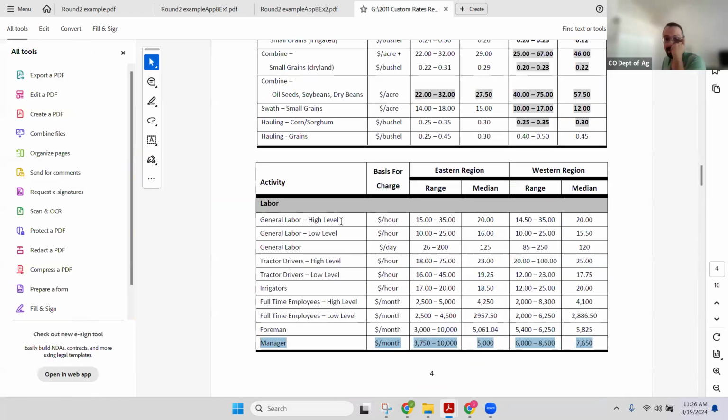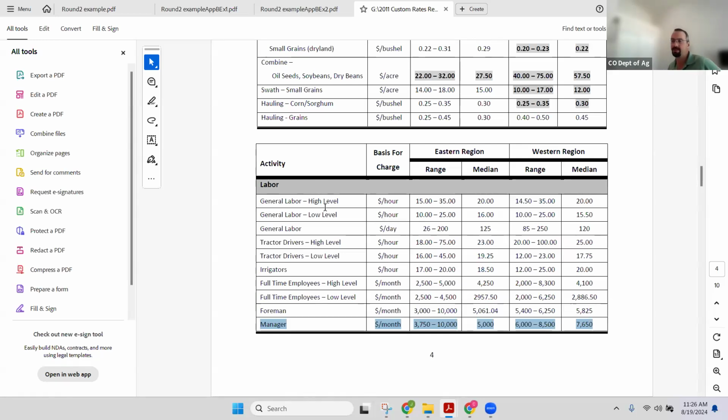All right. Here's the CSU 2023 custom rate sheet. It was produced, I think they finally published it in June. So it hasn't been updated that recently, but if you have last year's, some of the rates are significantly different and higher, which is a good thing to get our producers a better rate. Here's the manager, and here are the ranges.